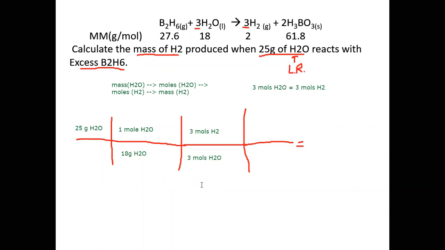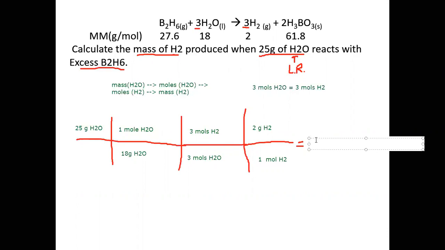Now we've done the second step, we've converted to moles of H2. Then we're going to multiply by the molar mass, and here it's 2 grams of H2 per 1 mole of H2. Again, pretty much a similar setup as earlier. We convert mass to moles by division. Then we convert moles of water to moles of hydrogen by the mole ratio, 3 to 3. And once we get the moles of hydrogen, we multiply by the molar mass to get the mass of hydrogen. So now you multiply what's on top, divide by what's on the bottom.